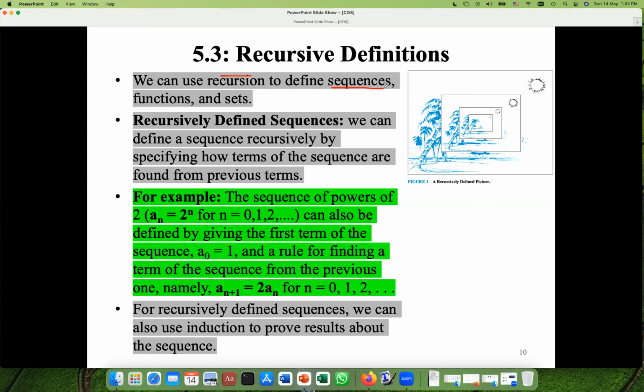And similarly for functions, if there is some function, and normally a function has a domain and a codomain. So if there is one value, that value will map onto that.